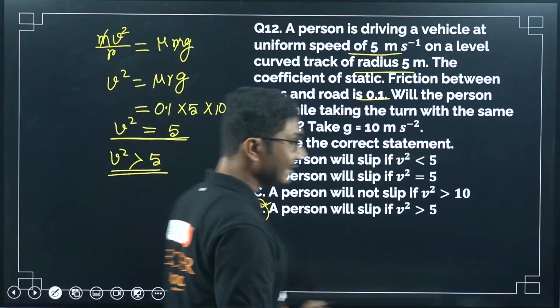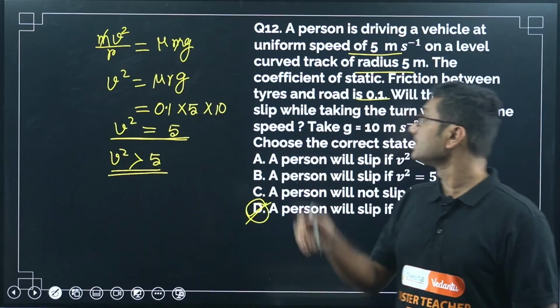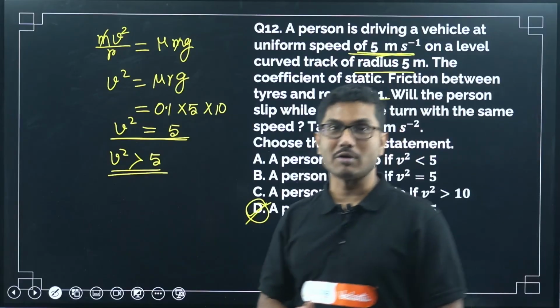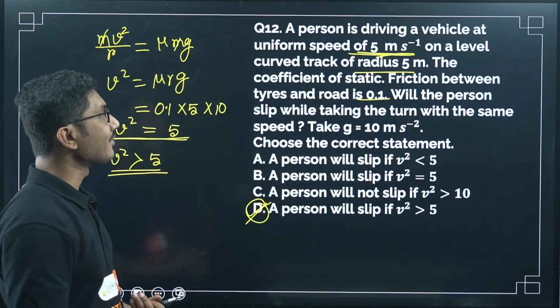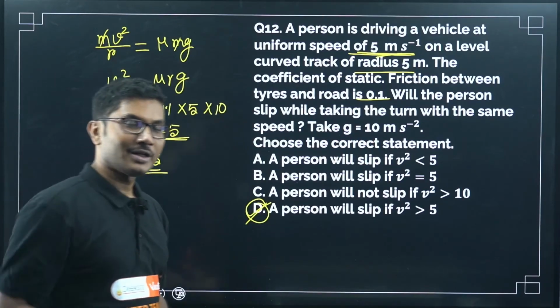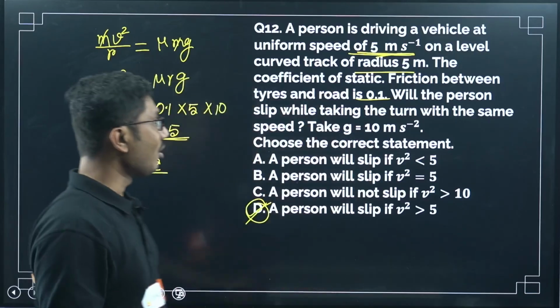Now tell me, in this problem, if the question was asked differently, because the speed is given here, will the car slip or not? Mention the answer in the comment below, whether the car will slip or not. I am leaving it to you. Mention in the comment what you think in this case.